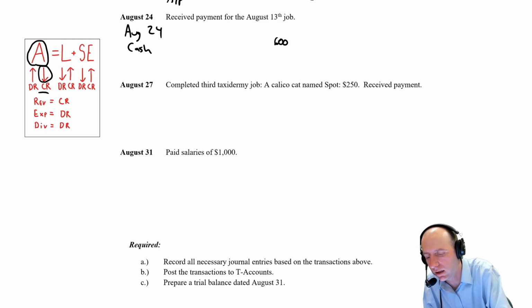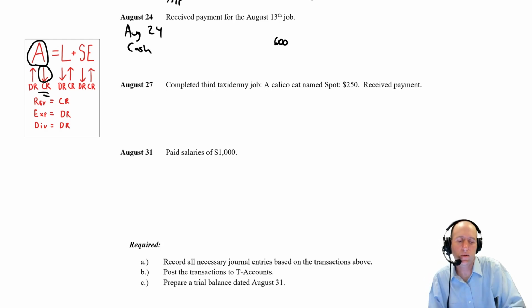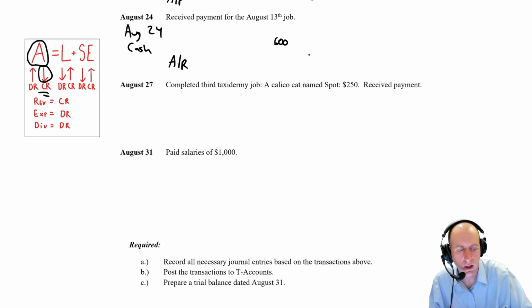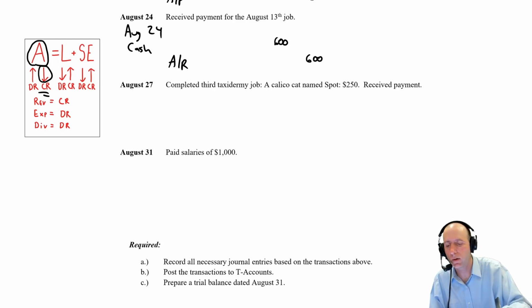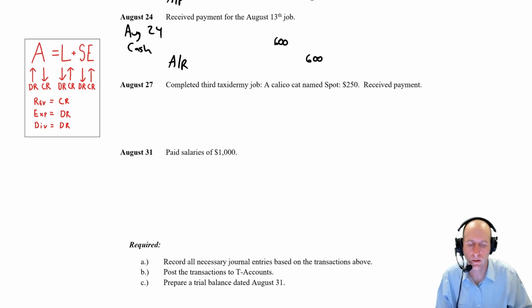It's decreasing. Credit AR. A lot of these ones where I debit cash, I just know the other one's a credit because that's how journal entries work, right? We need equal amounts, debits and credits. So clearly we're going to be crediting something for $600.